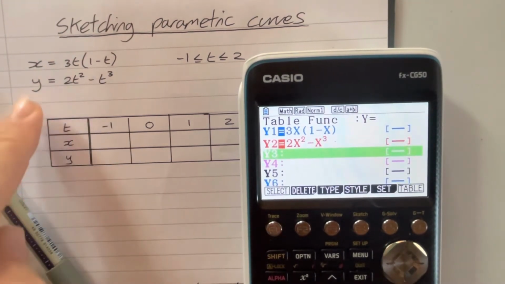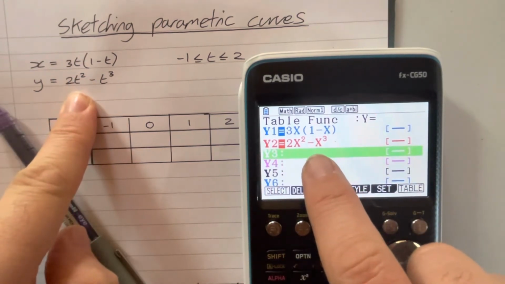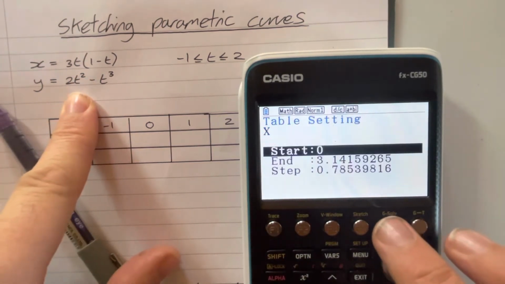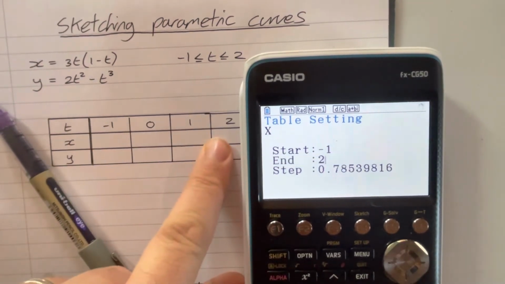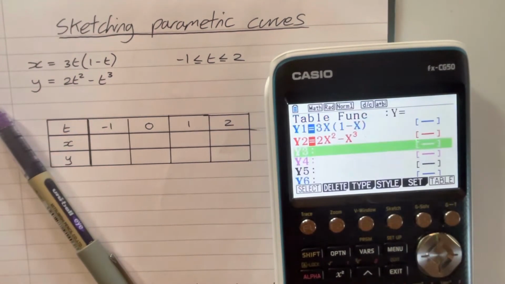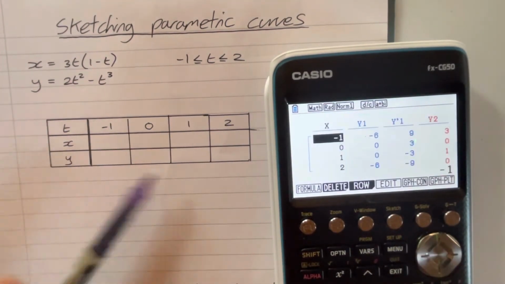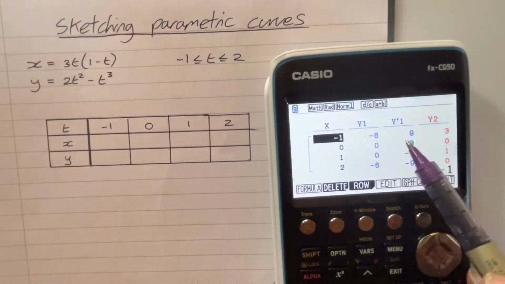So I've plugged in x as a function of t and y as a function of t. It just looks a little bit different on the calculator. And I'm going to start from -1, finish at 2, and go in steps of 1. Okay. So I'm going to have 4 points. And if I click table, it gives me my table values. It also gives me the derivatives, but I'm not interested in those.